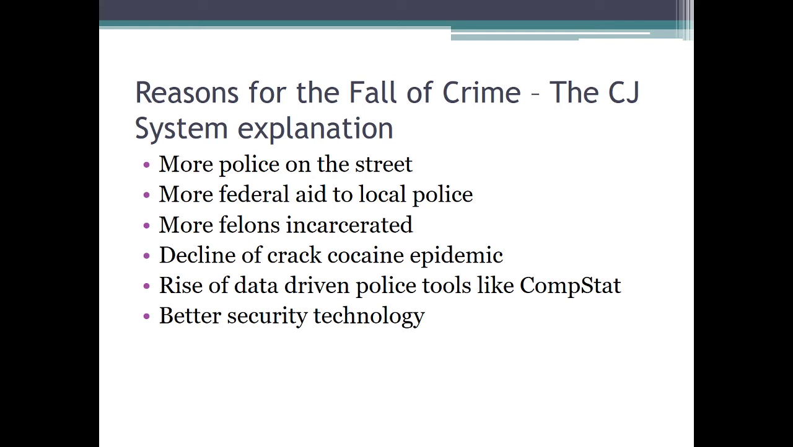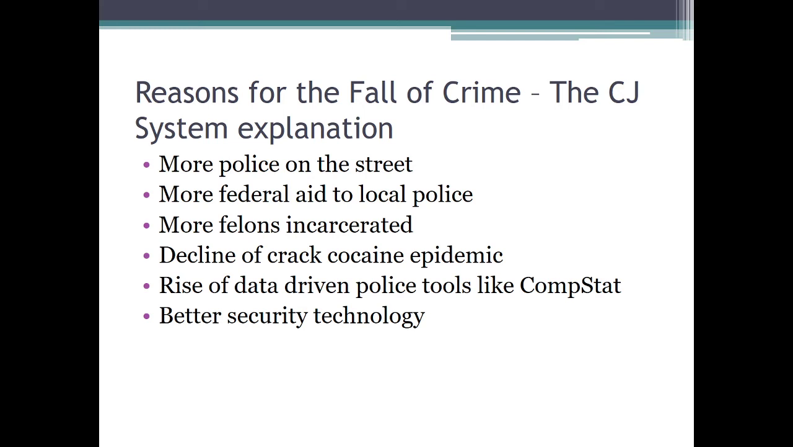Now, the decline of the crack cocaine epidemic. This is something that's pretty discredited by this point. The idea that crack cocaine fueled a massive increase in crime. Well, it certainly fueled massive incarceration, but there is not a lot of data to show that crack cocaine by itself drove crime rates.